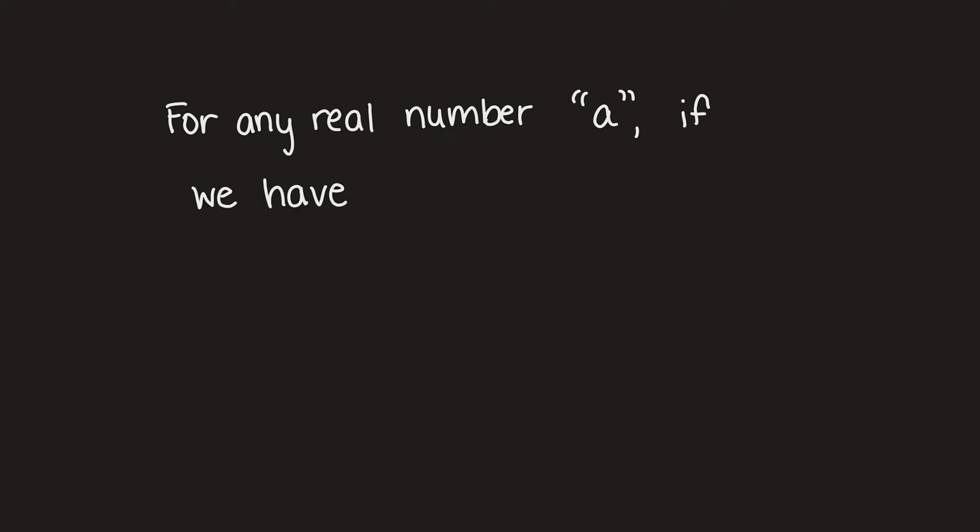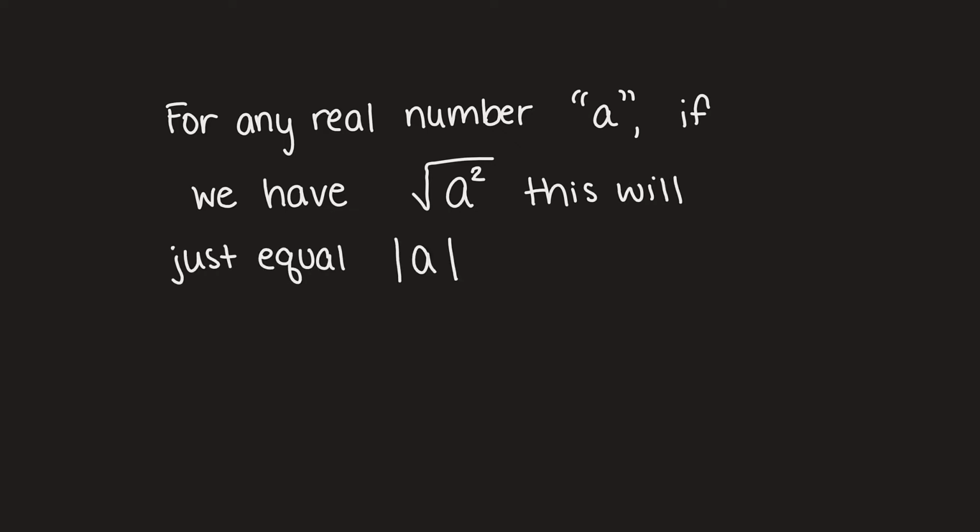Another property states that for any real number a, if we have the square root of a squared, this will just equal the absolute value of a. So for example, if we have the square root of 3 squared, this will just equal the absolute value of 3, which is just positive 3.